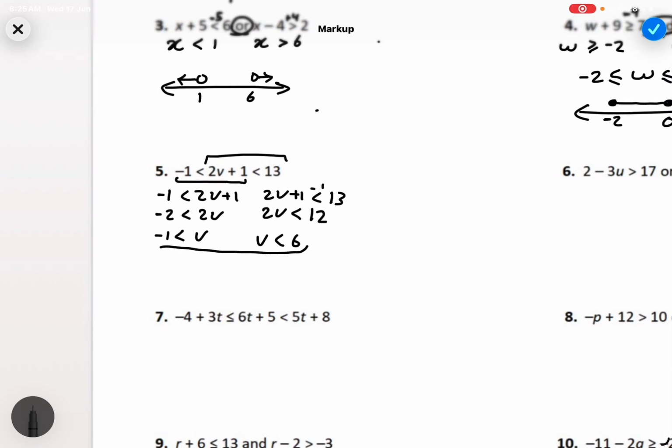This is our full answer: negative 1 is less than v, which is less than 6, which just means the answer is between negative 1 and 6. And on the number line, it looks like this, negative 1 and 6, empty holes, and like that.